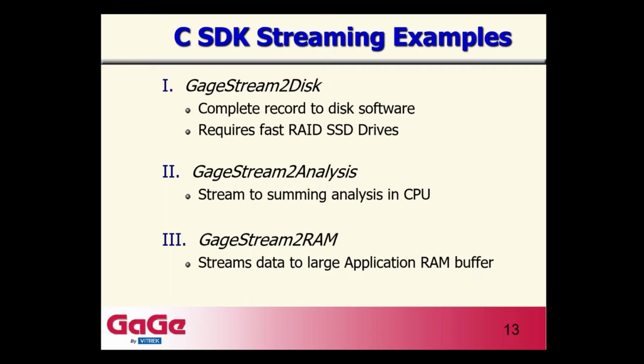Okay. We provide in our C software development kit three main streaming examples that can serve as a starting point for the customer's application. The first one can be used as is to stream to very large amounts of disk memory. The second one is streamed to analysis. For that target, we do a simple summing analysis in the CPU that the customer can replace with his or her own CPU processing algorithms. And finally, we have an application that streams to PC RAM, more specifically application RAM, where they can allocate huge buffers and then operate on data in the PC after acquisition.